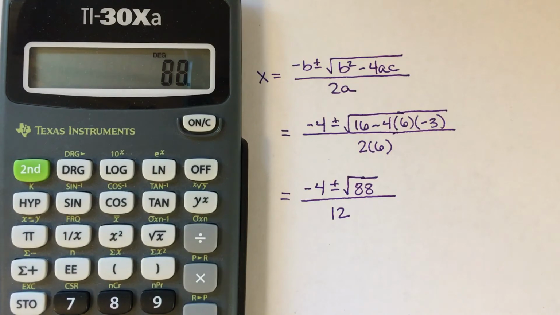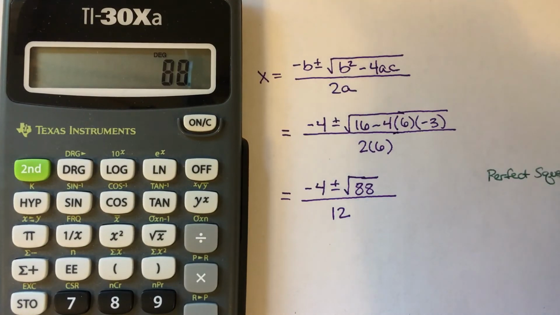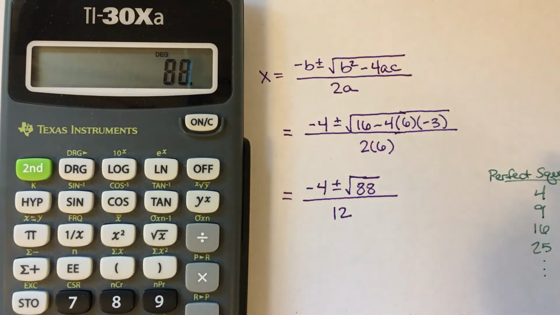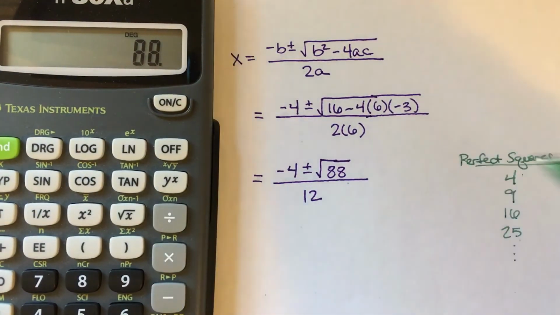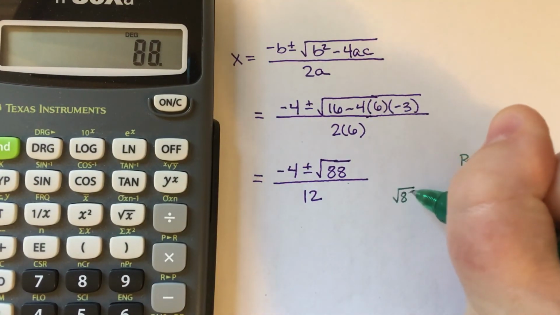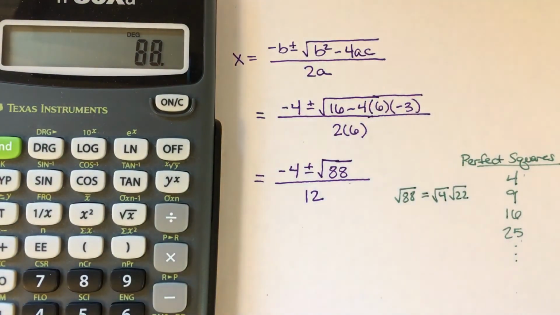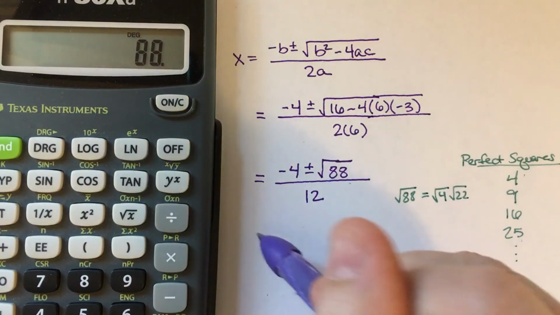So now we need to figure out what perfect square goes into 88. Good thing we know our perfect squares, right? If in doubt, you can always make a list of, okay, let me make a list of my perfect squares. They're 4, 9, 16, 25. And it keeps going, but most of the time it's one of those that we're looking for. And in this case, it's just 4 that goes into 88, out of this small list at least. So the square root of 88 is the same as the square root of 4 times the square root of 22, because 4 times 22 is 88.